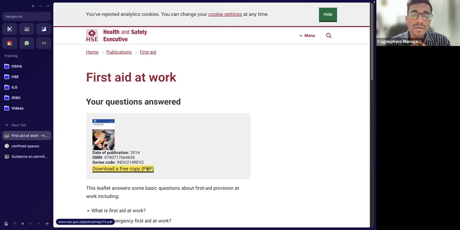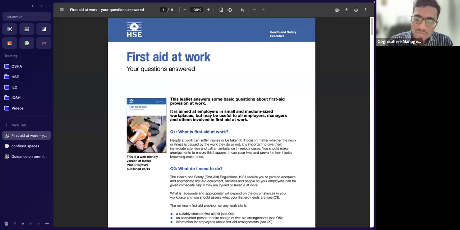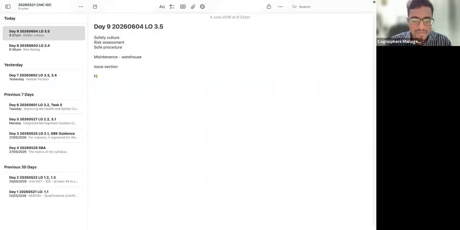So continuing with the emergency procedures, another important aspect is first aid. So the employer's duty is to provide appropriate first aid facilities, first aid equipment, and trained first aiders. These are the key requirements under first aid, which comes under employer responsibilities.